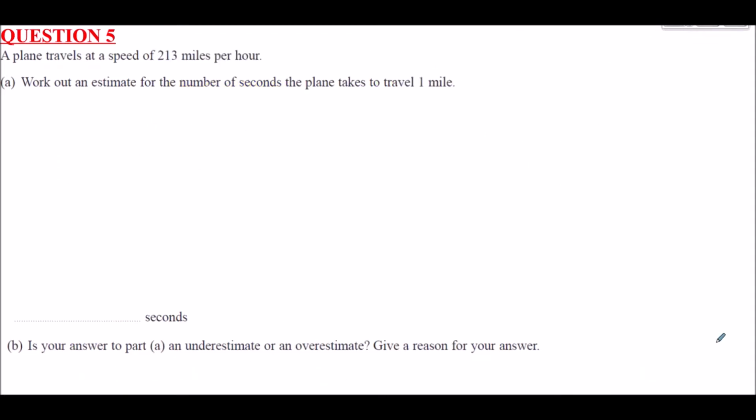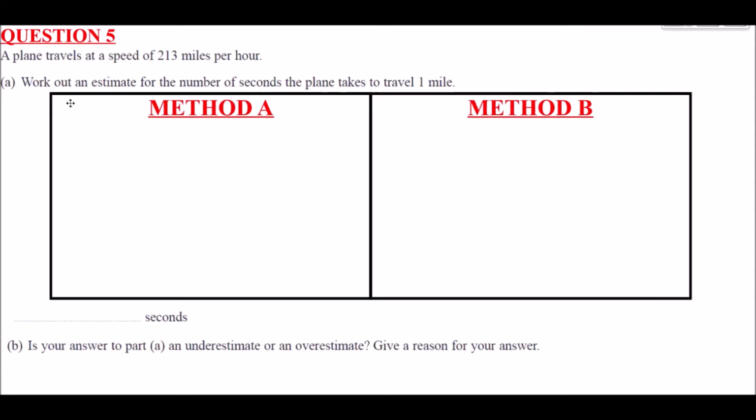Question 5, we have an estimation question. A plane travels at 213 miles per hour. Work out an estimate for the number of seconds it takes to travel 1 mile. So first of all, I'm going to just mention there are two main ways we could do this. So method A and method B. Well, method A, probably the most common and tempting one, but not always the easiest, is to consider this as a speed, distance, time equation, with which we can use the magic formula triangle SDT. Speed equals distance over time. Sausages don't talk is one of the silly ways of seeing this remembered, which does work.